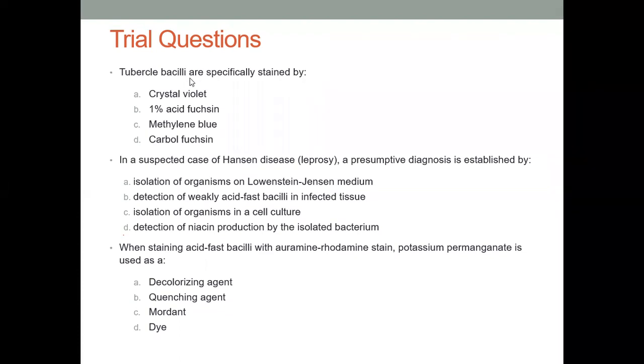For example, crystal violet is used in gram staining. Remember, tubercle bacilli belong to the mycobacterium group. Because of their waxy cell wall, they cannot even be stained properly by gram stain. Gram staining will not be applicable for tubercle bacilli, and therefore that answer will be out. Is that all right? Good.